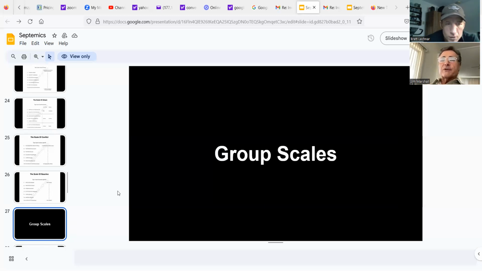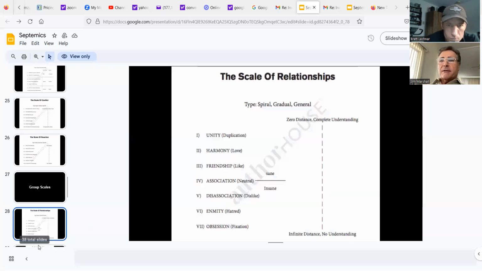Okay, the group scales. We're finally getting to the group scales. These are scales which apply to groups rather than to individuals. Let's see the first one. The scale of relationships. In order to have a relationship, you have to have at least 2 people. You could have more than 2 people in a relationship, but you can't have only one, because there's nothing to relate to.